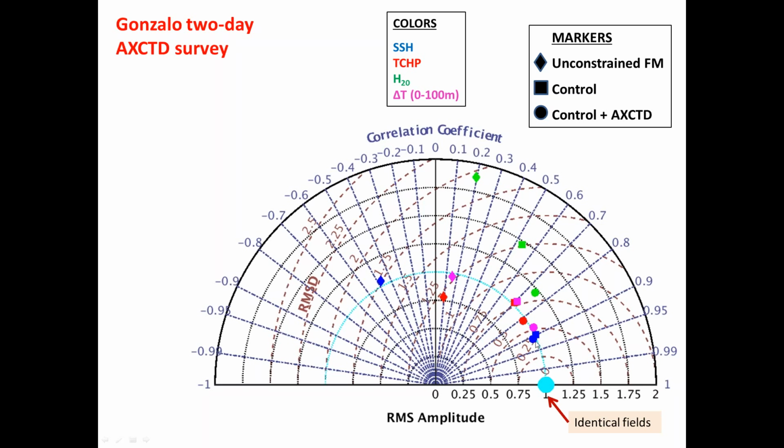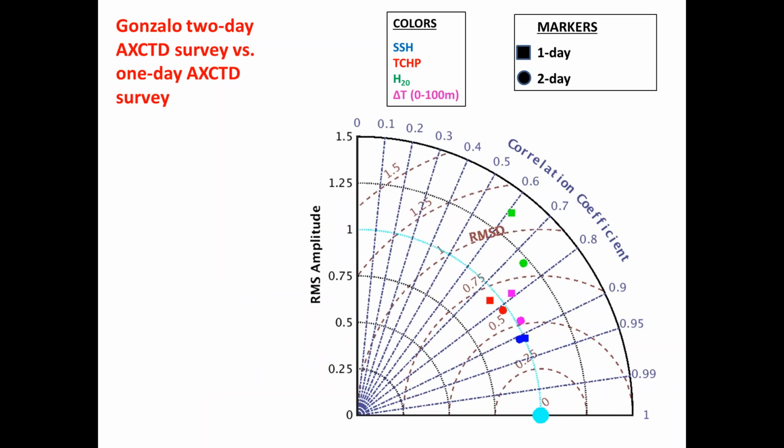I have not looked into why that is so different from the other variables. But anyway, the improvements due to the pre-storm airborne surveys do show up generally in the Taylor diagram.